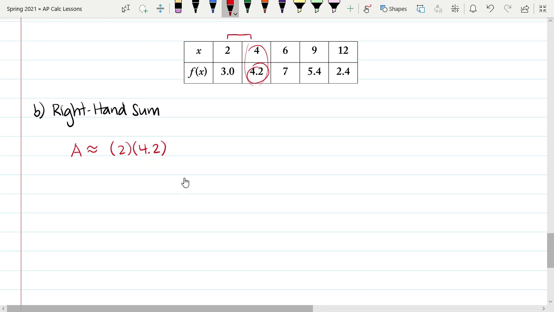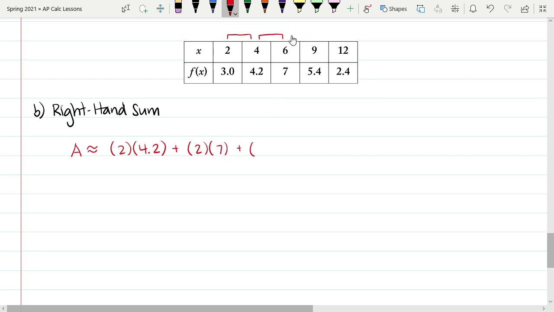So in the first part A, you saw me really break it down into the actual mechanics. You saw me write 4 minus 2. You don't have to do that, but I did want to make sure that it was clear where that was coming from. So for the first rectangle, it's going to be a base of 2 and a height of 4.2. For the second rectangle, again, we're going from 4 to 6, so that means the base once again is 2, but this time the height is going to be f of 6, again the right endpoint, so that's going to be 7.